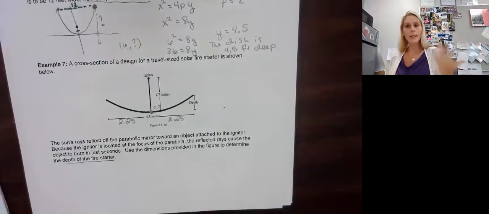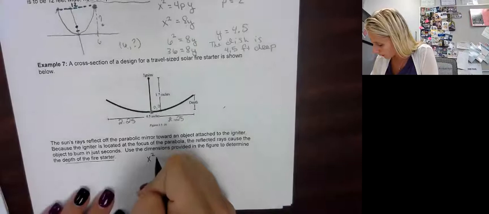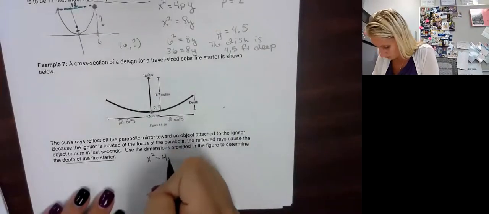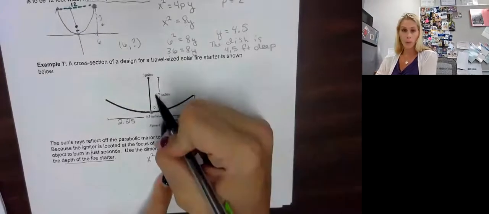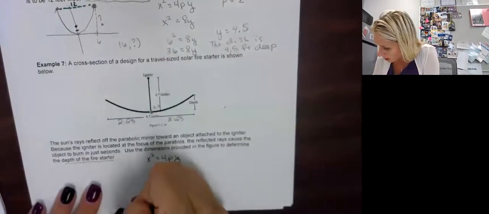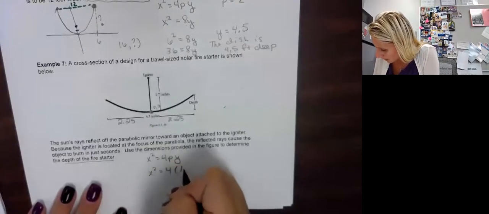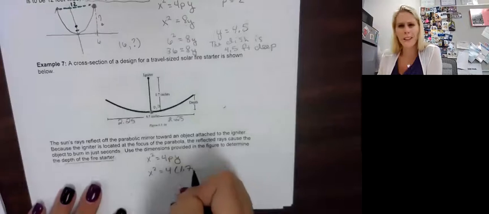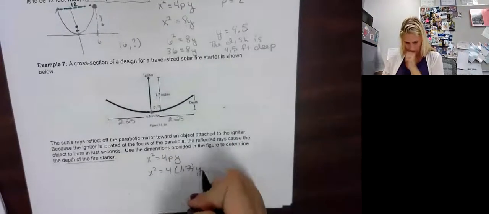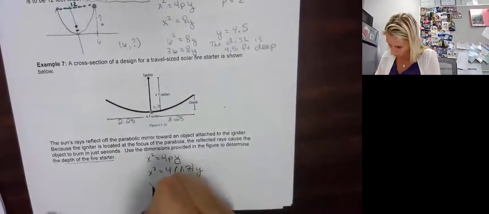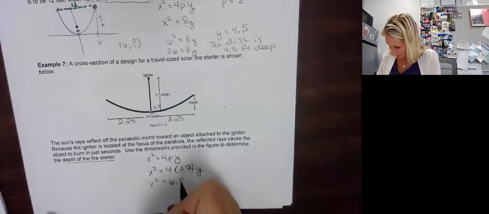So let's keep in mind this is a vertical parabola again, so we're dealing with x squared equals 4py. Okay, we know that p is 1.7. Sorry, guys. Excuse me. Okay, when I calculate that out, that gets me x squared equals 6.8y.